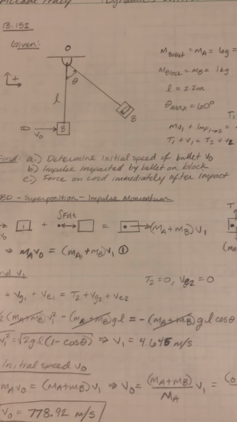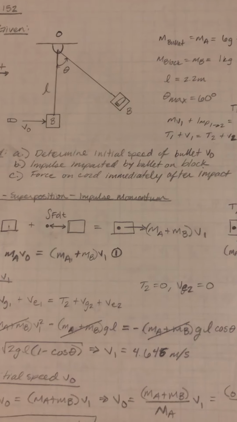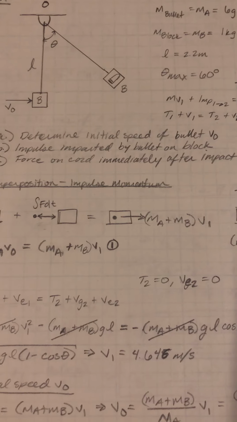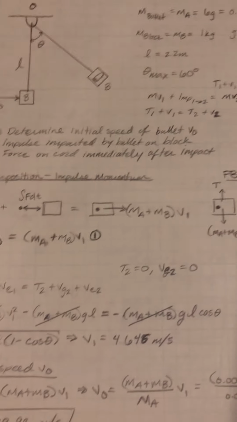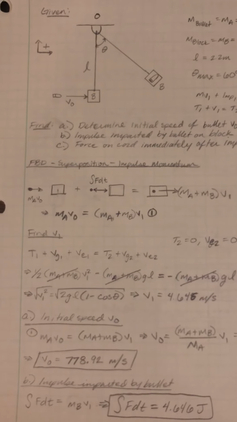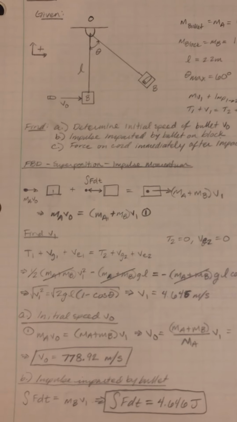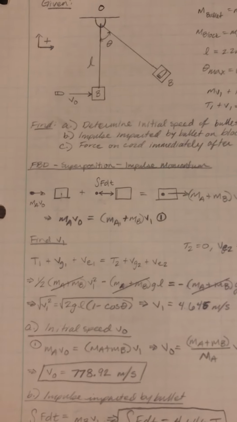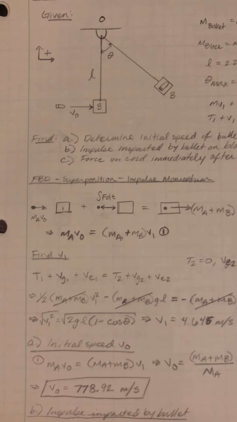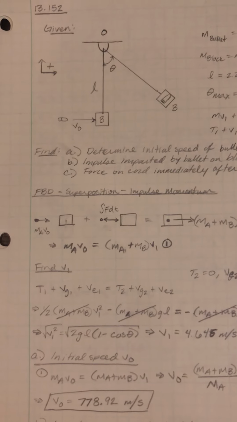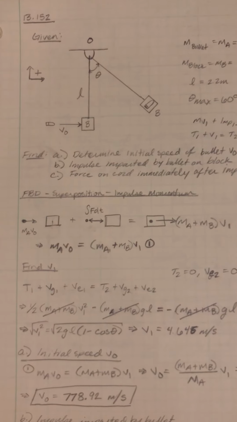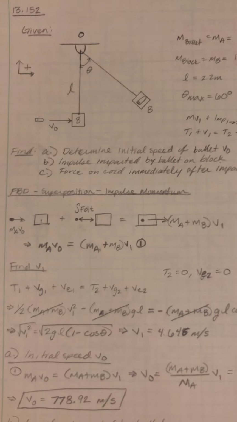First, to determine the initial speed of the bullet, V0, the impulse imparted by the bullet on the block, and finally the force on the cord immediately after impact. We can set up, once again, a superposition free body diagram to get a first equation: m sub a times V0 is equal to V1 times m sub a plus m sub b, as m sub a is the bullet and m sub b is the block.